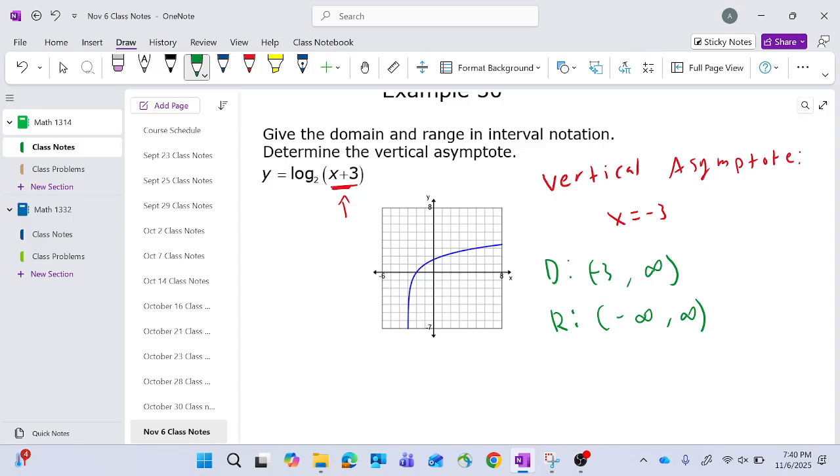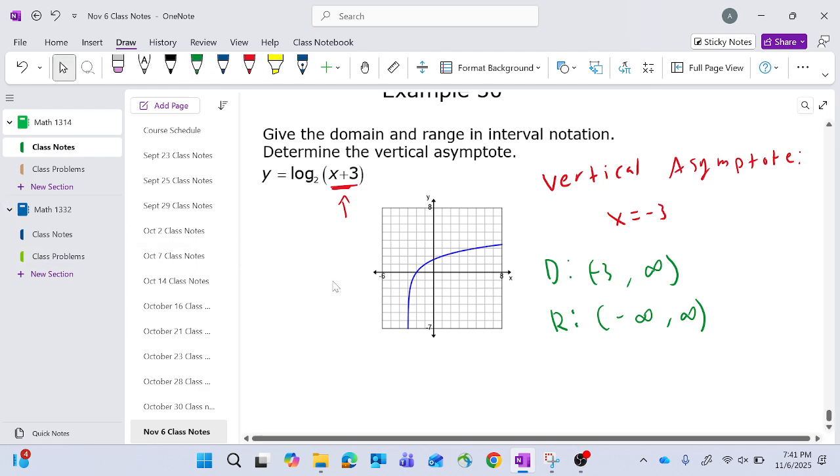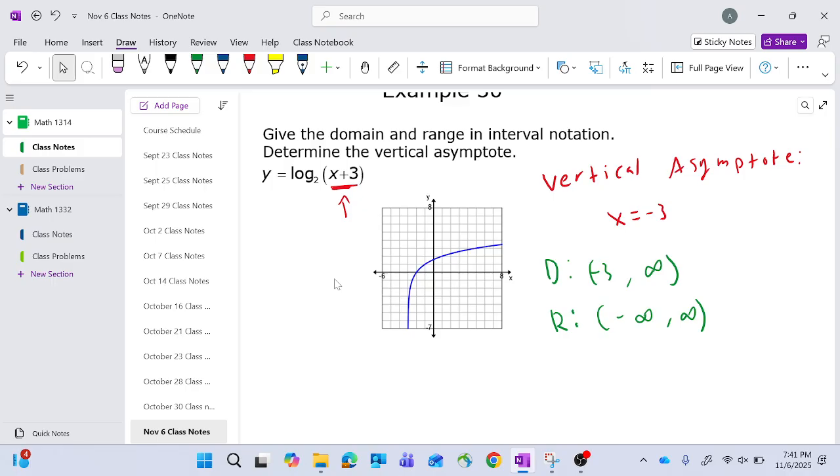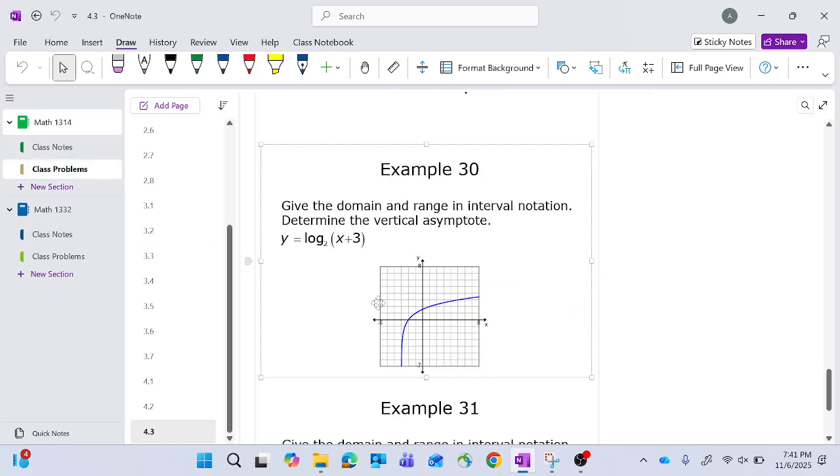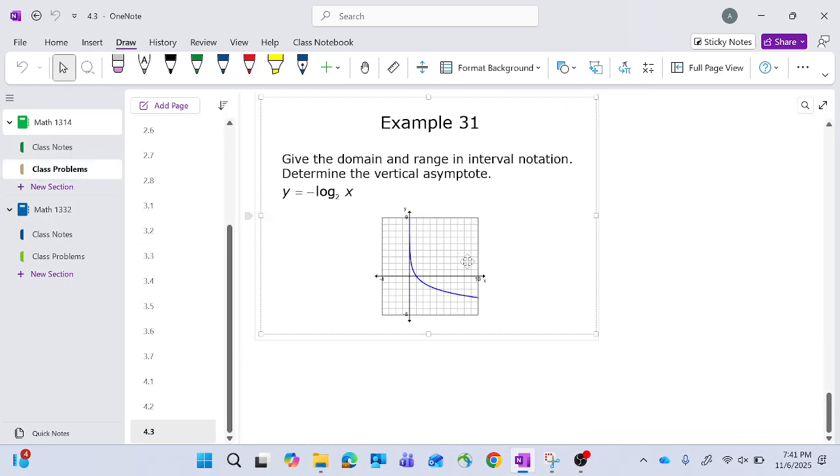Everyone with me, guys? Any questions? For logs, yes. Ready to keep going, guys? No? Take your time, guys. This stuff isn't easy. So domain would start with the asymptote. Yes. All right.